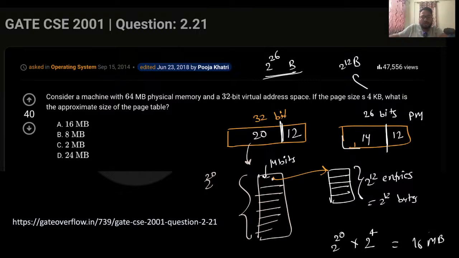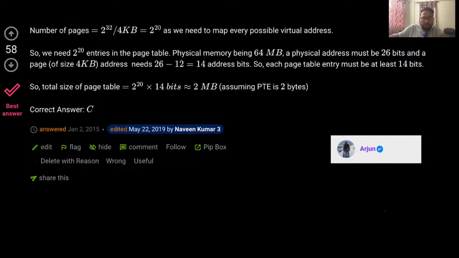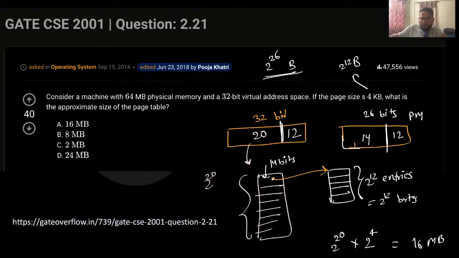So A is the correct answer. Okay, C. Sorry, this is the bits. So 16 megabits, or let me directly convert to bytes. So you can divide by 2 power 3. So this is 2 MB, right? Okay, so I hope that is fine to everyone.